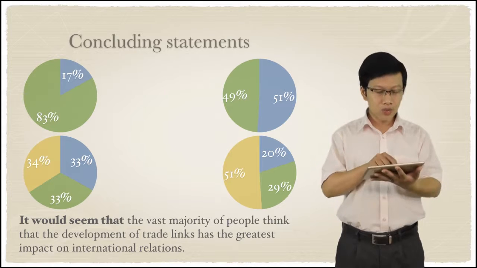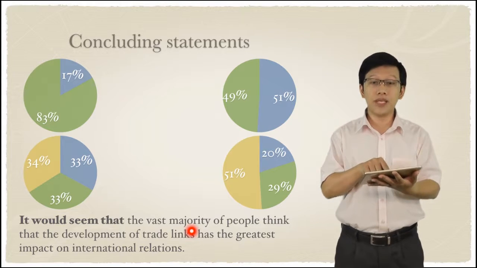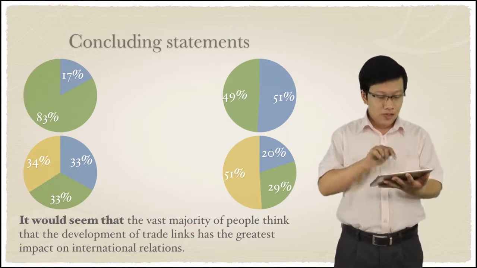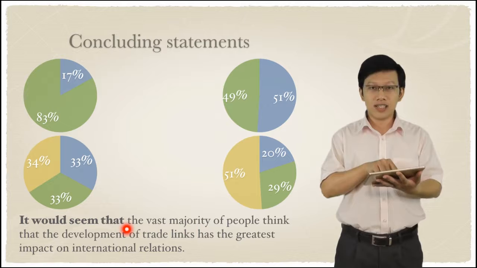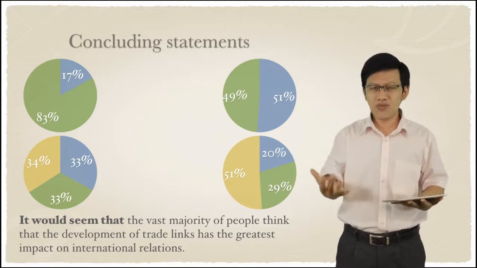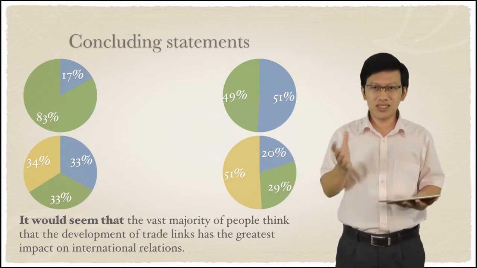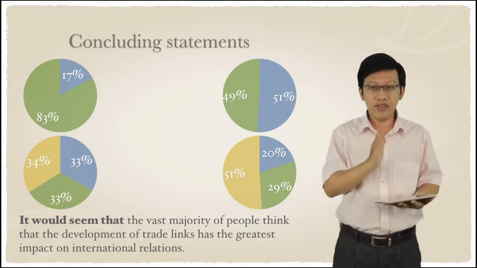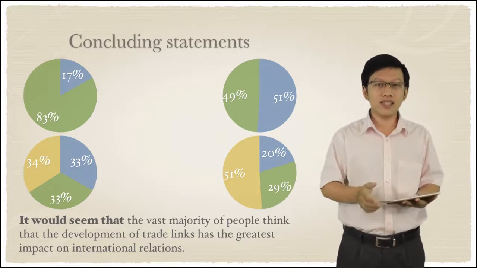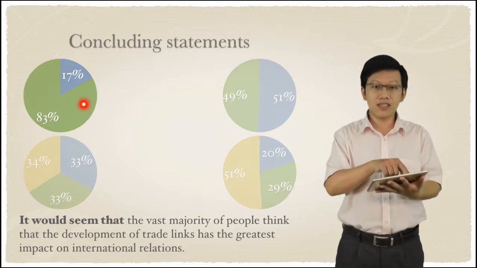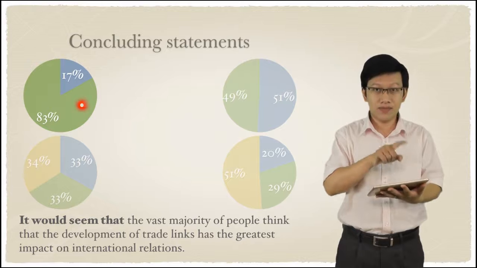Alright, now it would seem that the vast majority of people think that the development has rated, and so on. So remember the phrase, it would seem that. You see, here we are writing a concluding statement, but we don't really have to use the word conclusion. We don't have to say in conclusion, right? We can say it would seem that, or it is evident that, right? And which one is the correct pie chart? I think it is, again, this one. This is the vast majority of the data. Move on.